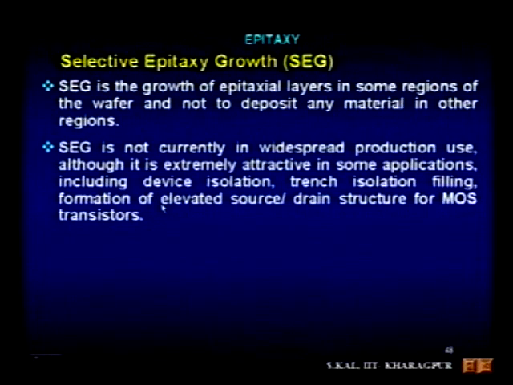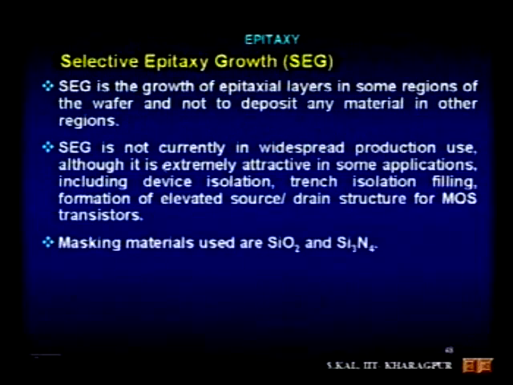So there it is used widely, device isolation, that means oxide isolation. If you can grow over a particular region epitaxial film which is surrounded by oxide, I will show you the diagram how it grows. So then you will see that oxide isolation is not required if the selective epitaxy film quality is good. Trench isolation filling, trench isolation I will discuss in the isolation class, then we will know what is the filling of trench isolation. Formation of elevated source drain, elevated means not in the same plane of the substrate, a little bit of elevation is there, that is possible by selective epitaxial growth.